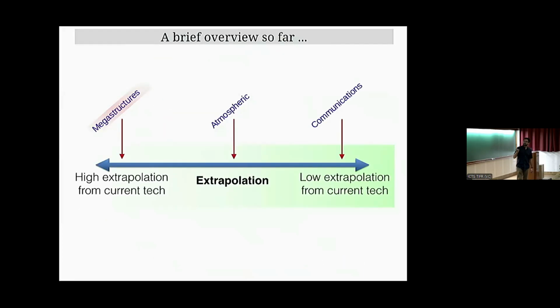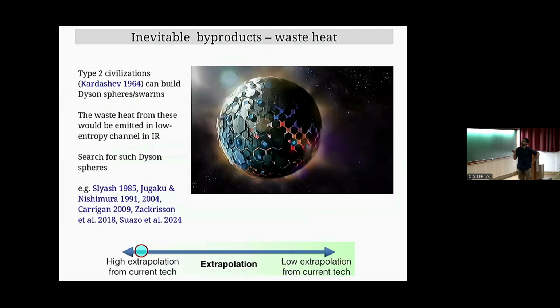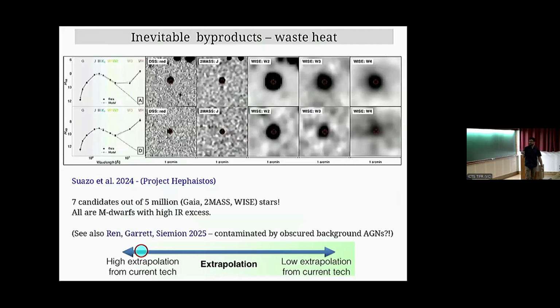And now let us talk about megastructures. Megastructures are basically the highest extrapolation. You can imagine a Type 2 civilization on the Kardashev scale building Dyson spheres, and then you can look for the waste heat from these spheres, which would be emitted in low-entropy channels in the infrared. In fact, there was a paper last year which came up with 7 candidates out of 5 million M dwarf stars. They looked into Gaia, 2MASS, and WISE. The 7 candidates are M dwarf stars with very high IR excess.